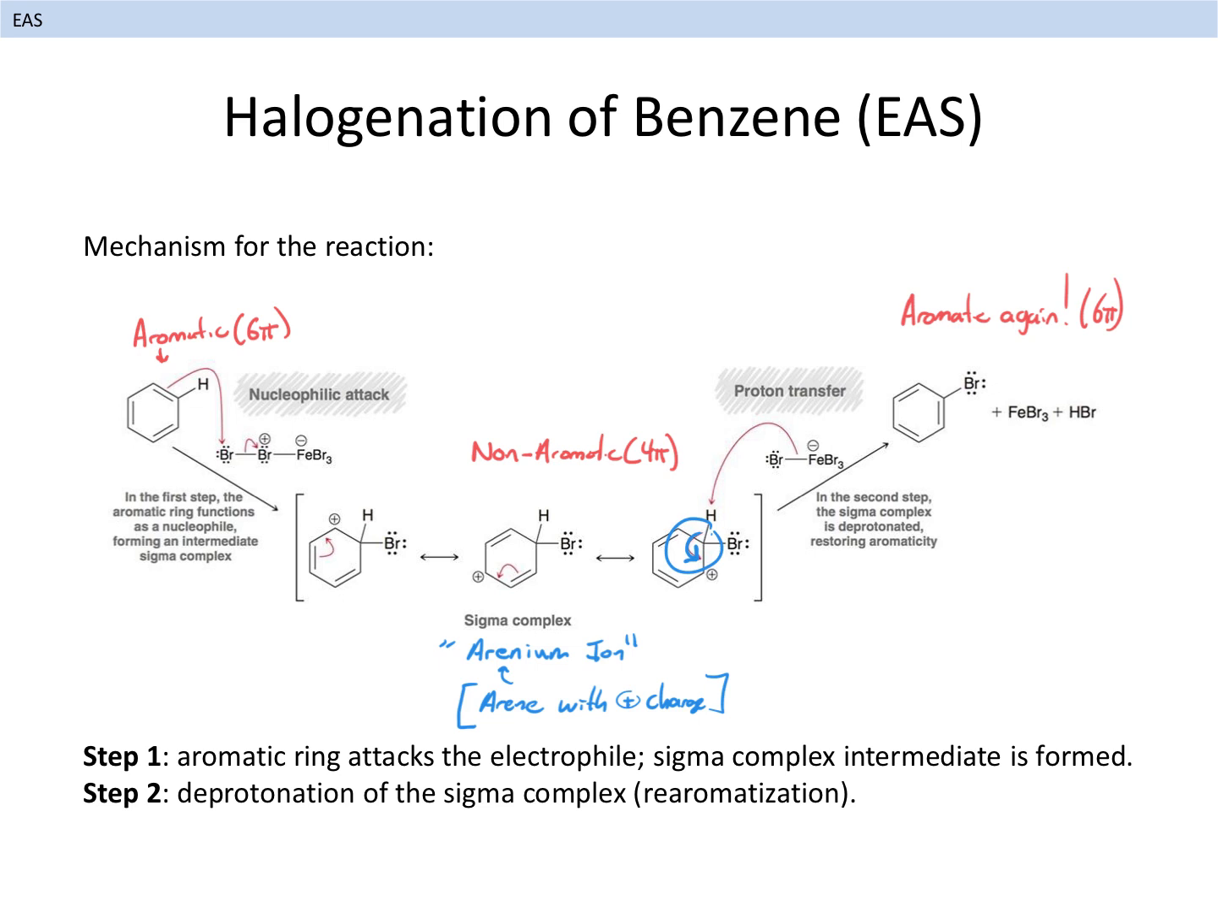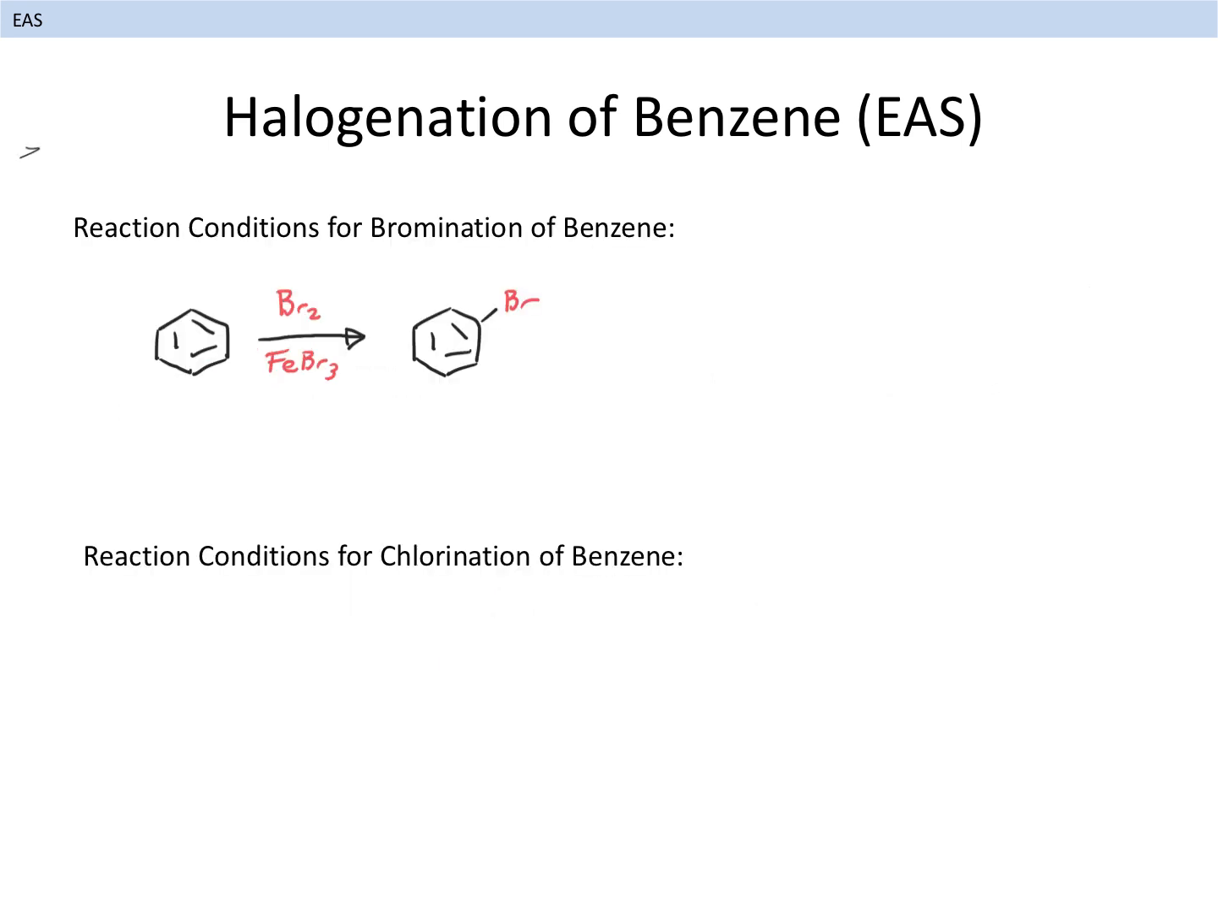reaction in the lab. Now, let's look at the specific reaction conditions required for the halogenation of benzene, focusing on both bromination and chlorination. For the bromination of benzene, the reaction involves treating benzene with bromine in the presence of the Lewis acid catalyst. As shown on the slide, either iron tribromide or aluminum tribromide can be used as the catalyst. The catalyst helps in generating a strong electrophile from bromine, allowing the substitution reaction to proceed. The product of this reaction is bromobenzene.